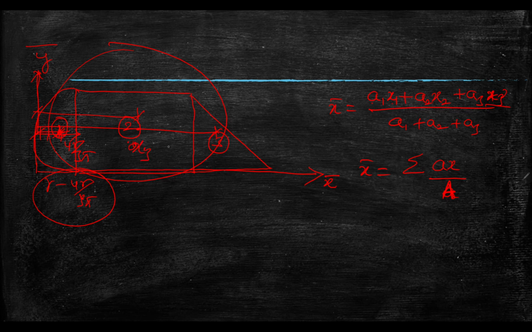Like that we find everything, and then we get the centroidal coordinate on the x-axis. Similarly for the y-axis, you will have sigma of ay divided by capital A, the area of the whole plane figure, which is a1 plus a2 plus a3. This we can find out, and we will solve some more problems in the next class so that we can understand this centroid concept in a better way.